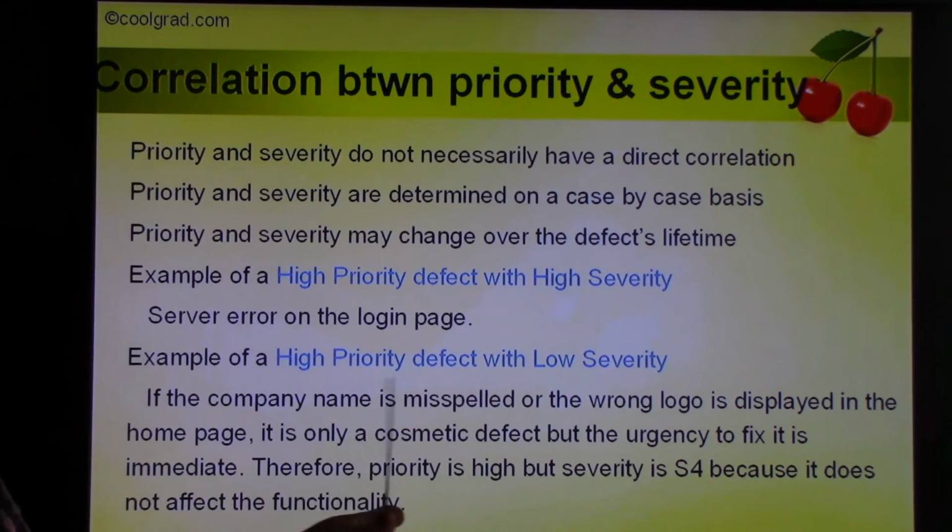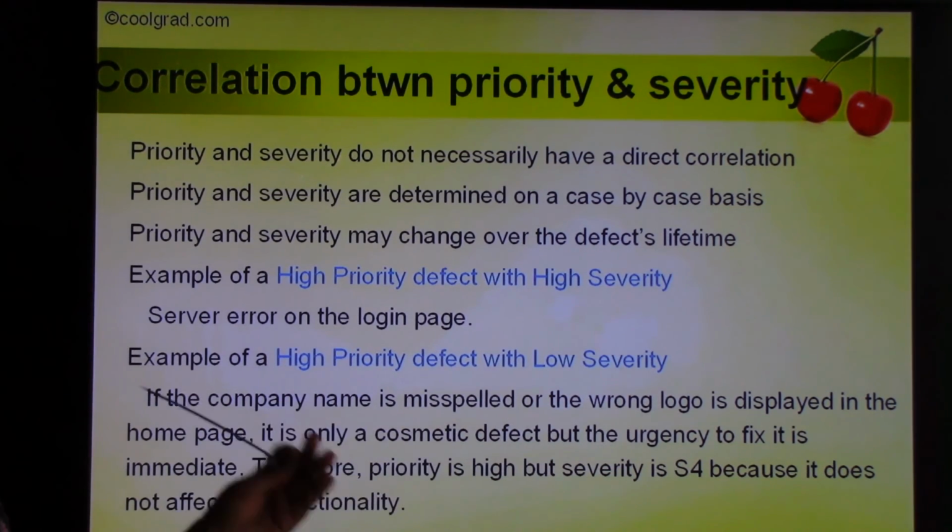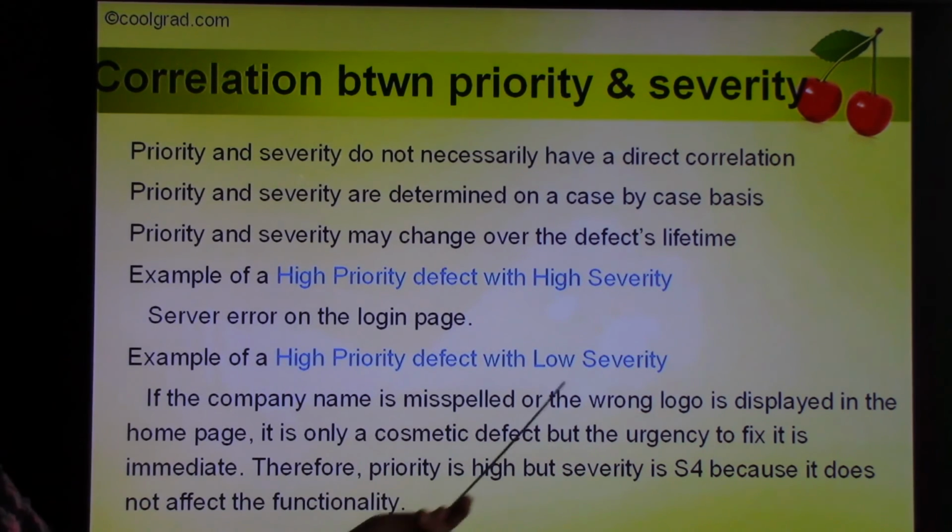So, an example of a high priority defect with low severity. If the company name is misspelled or the wrong logo is displayed on the home page, it's only a cosmetic defect. But the urgency to fix it is immediate. Priority is high, but severity is S4 because it does not affect the functionality.